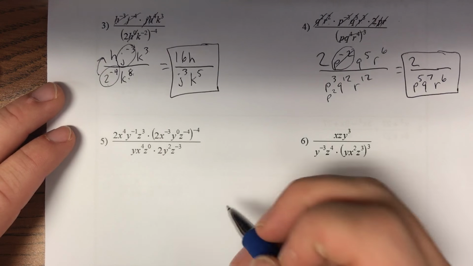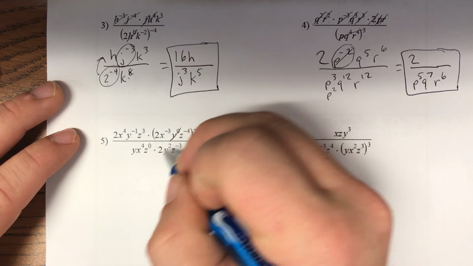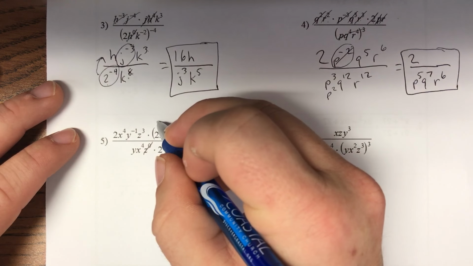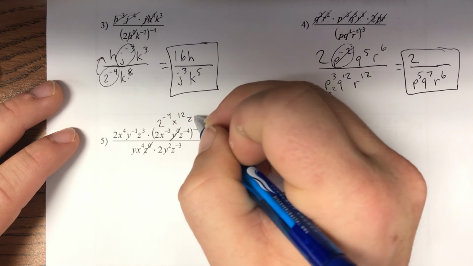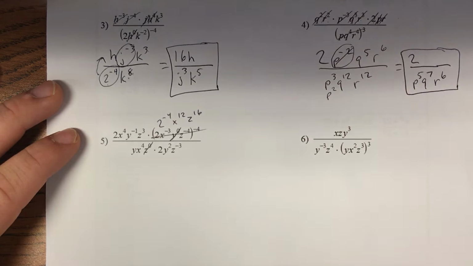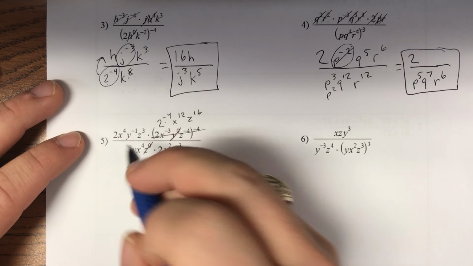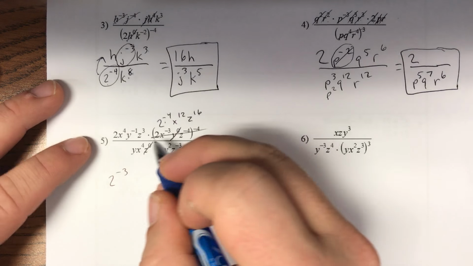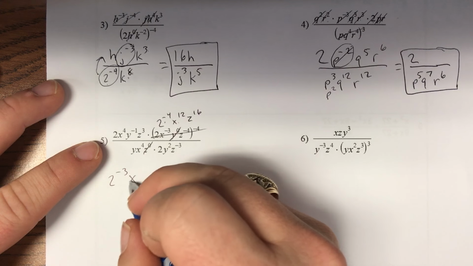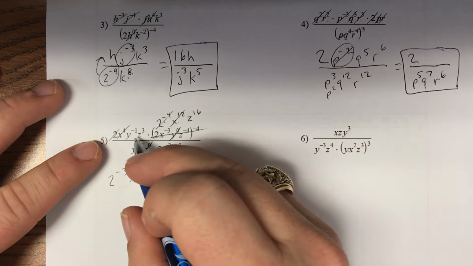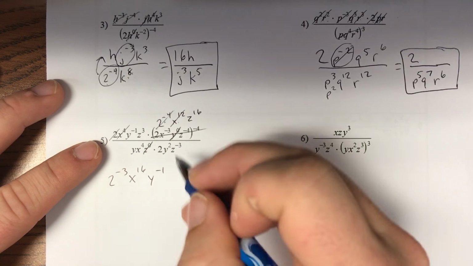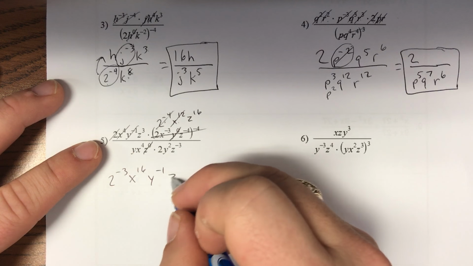Number 5, cancel out what I can. I've got zeros right there. I'm going to go ahead and distribute 2 to the negative 4th, x to the 12th, z to the 16th. And so that's going to be 2 to the negative 3rd, x to the 16th, y to the negative 1st, and z to the 19th.